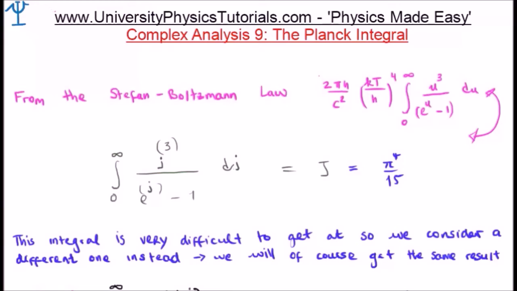So the Planck integral is written in green in the center of your screen, and I've done a change of variables from u to j. So we integrate from 0 to infinity of j cubed over e to the j minus 1 dj. I'm going to call this integral capital J, and as I'm sure you have seen in the past, it's pi to the 4 over 15.